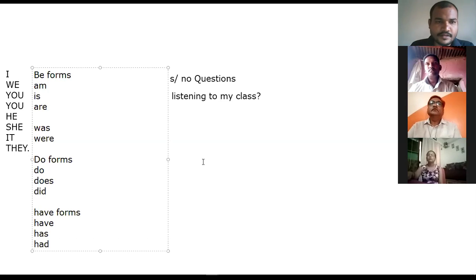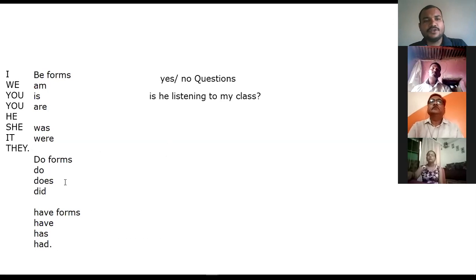Right? So these are the be forms, do forms, and have forms. You can use these pronouns and try to make the questions. So now what you're supposed to do is, I have given "is" here, right? By using the "is", you can frame a question.